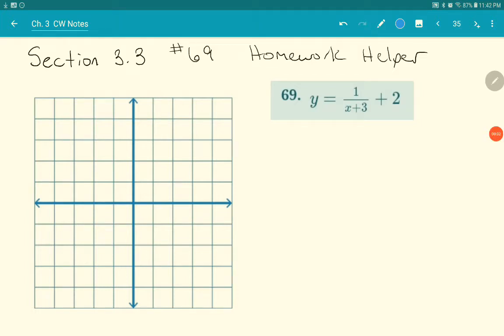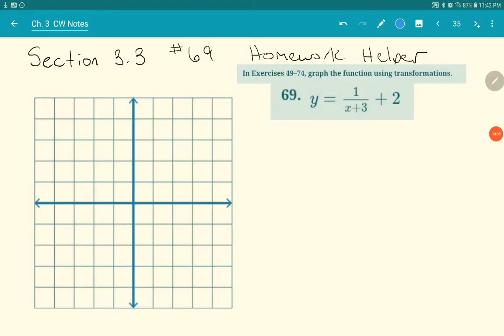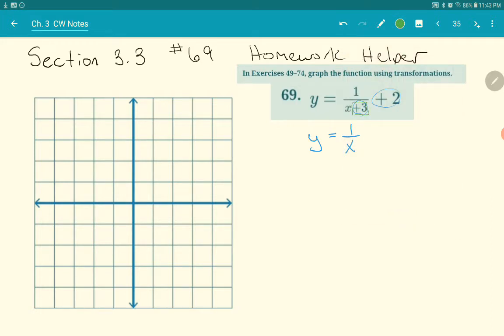Section 3.3, we have the directions to graph this function using transformations. So the transformations here are the +3 and the +2. The parent function is y equals 1 over x, and that +3 that's inside the function, with the x, is going to be a horizontal shift in the opposite direction of the sign. So that's a shift left 3 units.